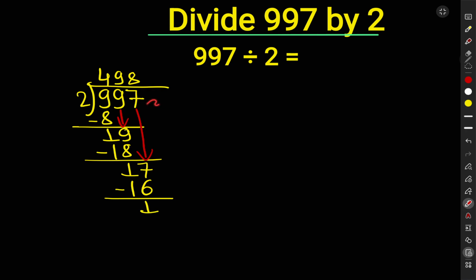So now there is no other number to put down. So we take here decimal, so that we put 0. So it is 10 and 2 times 5 is 10. On subtracting we get 0. So 997 divided by 2 is 498 decimal 5.